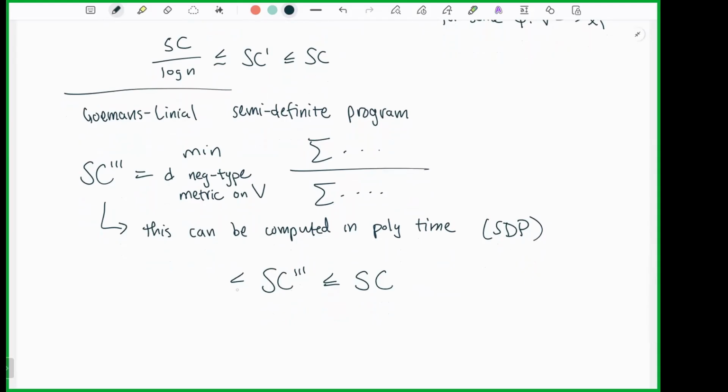And so there is a lower bound on this. So the lower bound is, instead of log n, it's root log n. And this is by Arora, Rao and Vazirani, I think in the early 2000s.